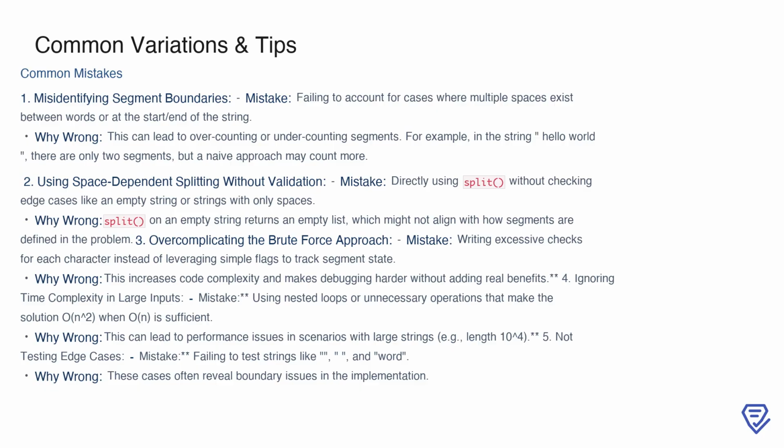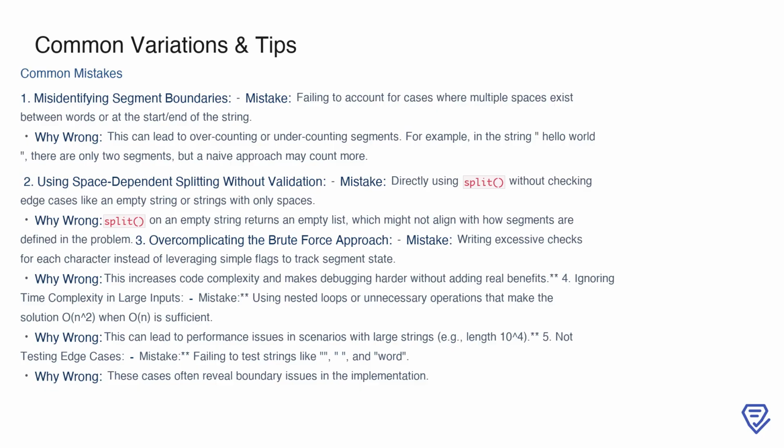Another common pitfall is relying on space-dependent splitting methods, like directly using the split function without validating edge cases. For instance, an empty string or a string with only spaces could lead to unexpected results, as split on an empty string returns an empty list. Additionally, some people overcomplicate the brute force approach by adding excessive checks for each character, which unnecessarily increases code complexity and makes debugging harder without any meaningful improvement.